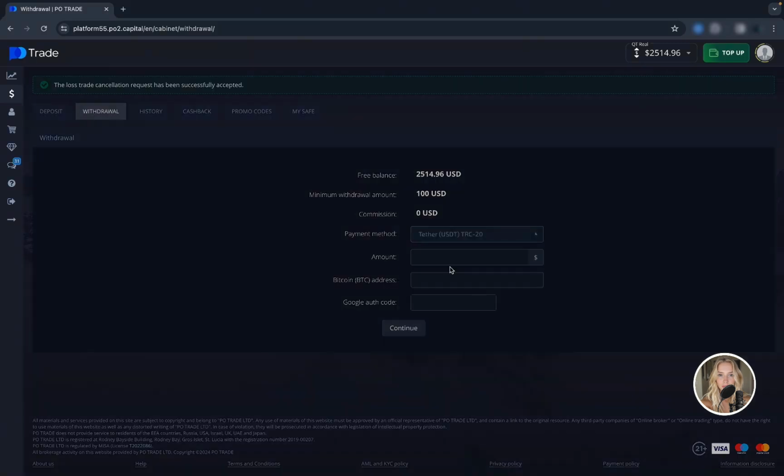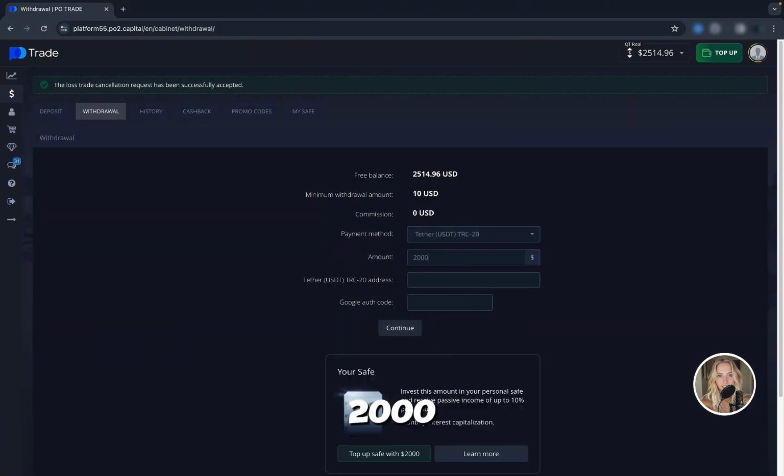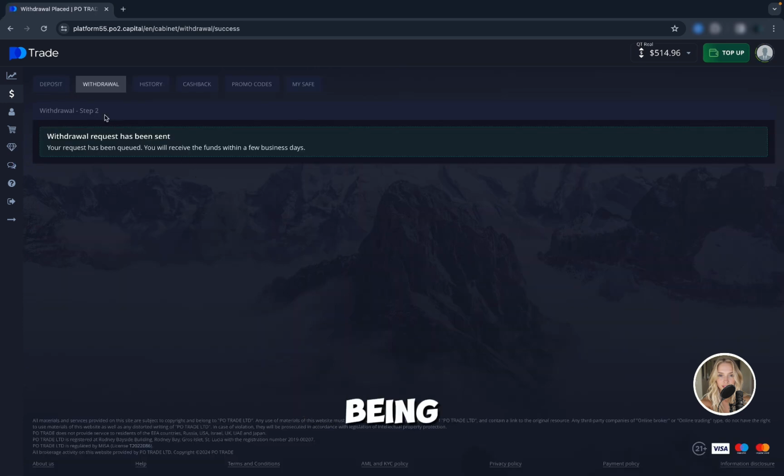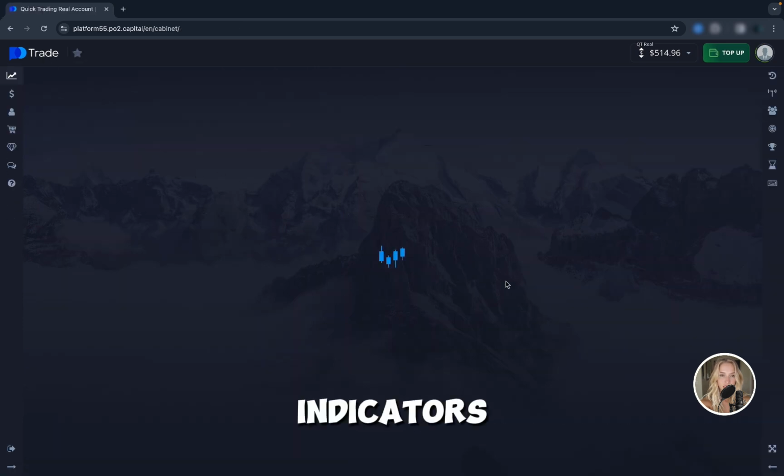We choose a wallet. Let's make the amount 2,000. 500 more is okay. And our operation is being successfully performed. This is how the trade turned out using these indicators.